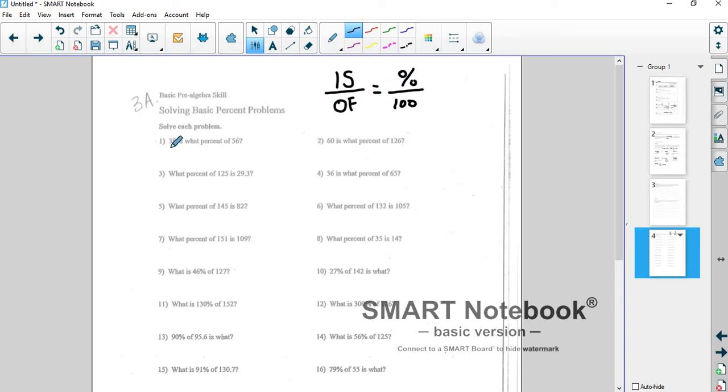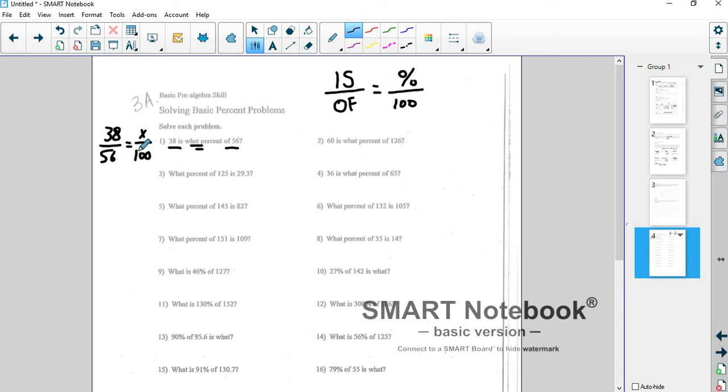So you come to number 1, it says 38 is what percent of 56? 38 is, put 38 on top. 56 of, put 56 on the bottom. And then what are you looking for? You're looking for the percentage. What percent? Well, if I don't know it, I call it X. And then out of 100 is always out of 100. Now you could call it P for percentage or whatever, but I just call it X. Okay, so now you have 38 out of 56 is equal to X out of 100.